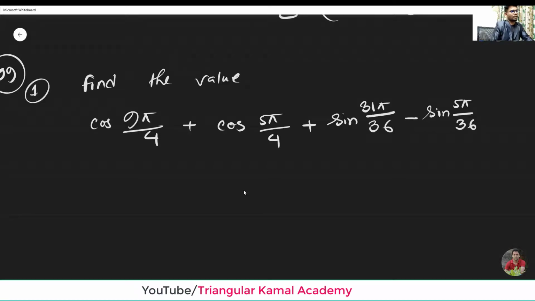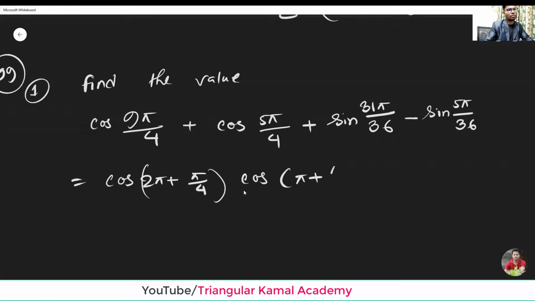First step, okay, right here. This is 2 times and 1 more. So we can write here 2 pi, 1 more means 1 times pi divided by 4. There is 1 times and 1 more. So we can write here 4 and 5. There is 1 times plus 1 more, pi by 4.